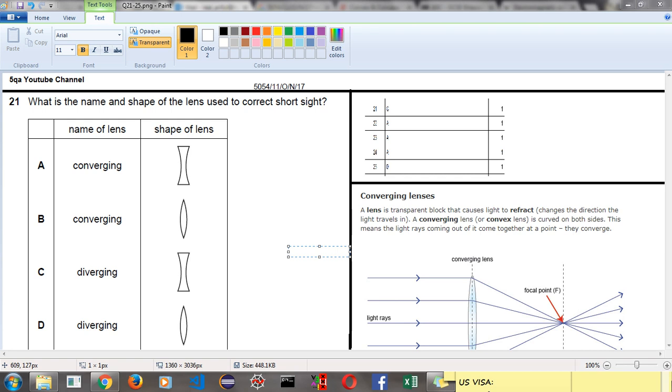My inspiration is to solve the question papers of physics, and today I'll be solving question 5054 October November 2017 session paper 11, and we are solving questions 21 to 25. Okay, let's move to our questions now.